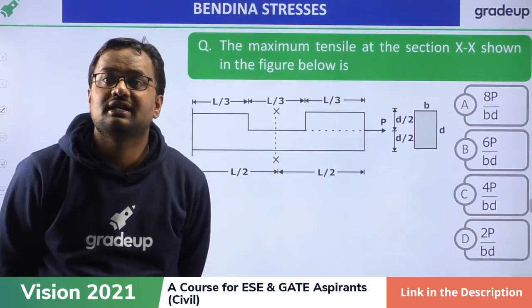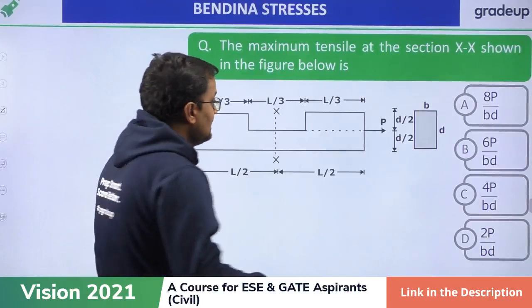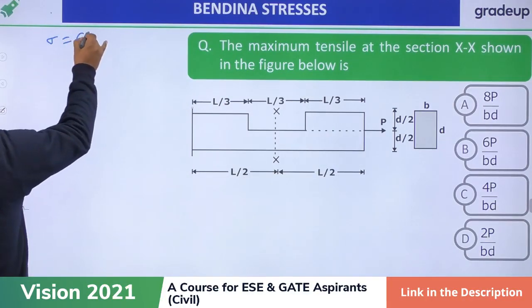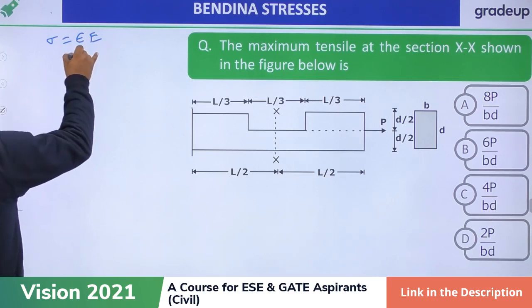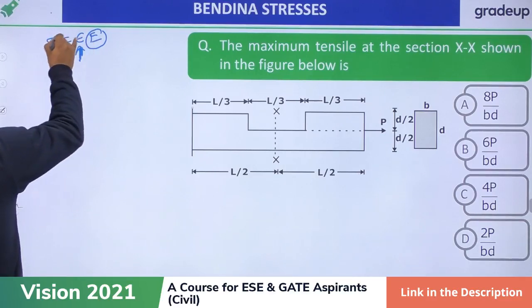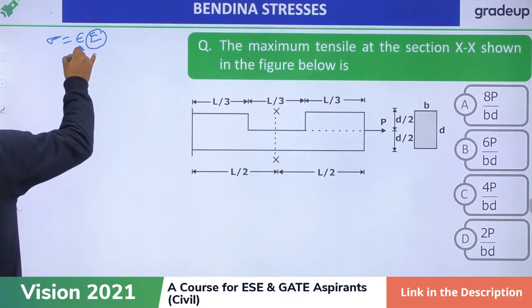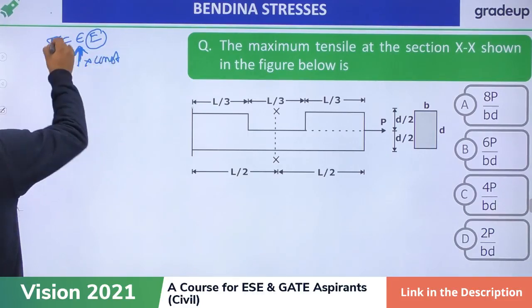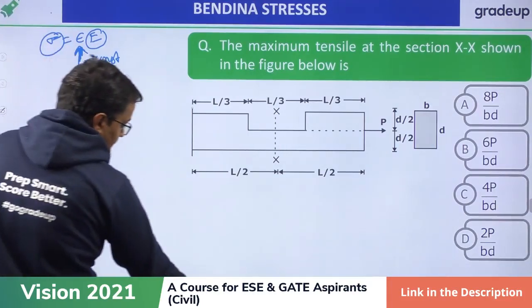Strain diagram is also linear, stress diagram is also linear. See, stress by strain is equal to Young's modulus. Stress is equal to strain into Young's modulus. If the strain diagram is linear and to a linear function I multiply a constant, then that is also a linear function.